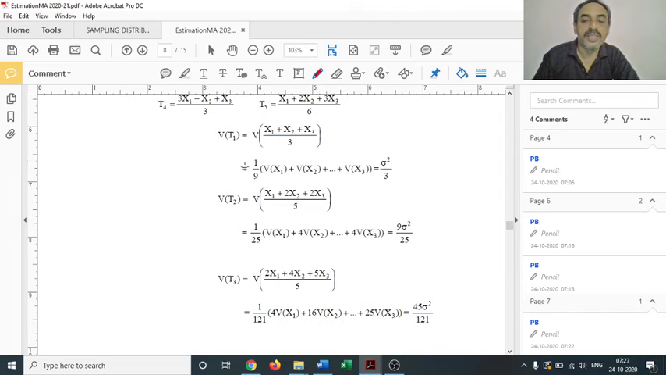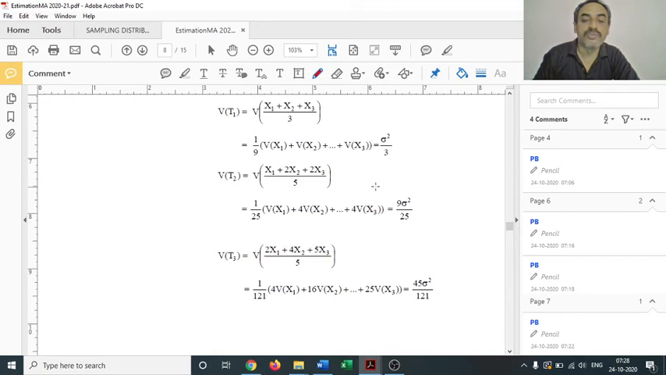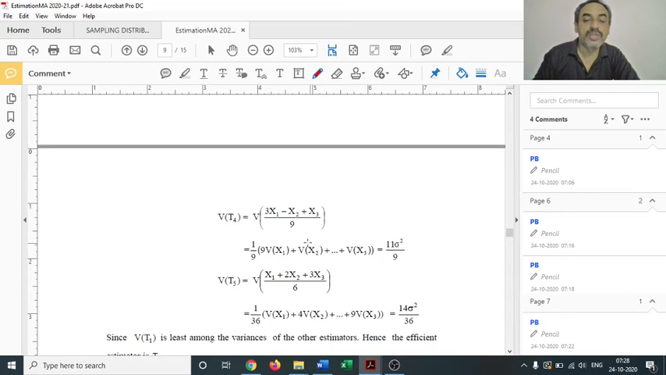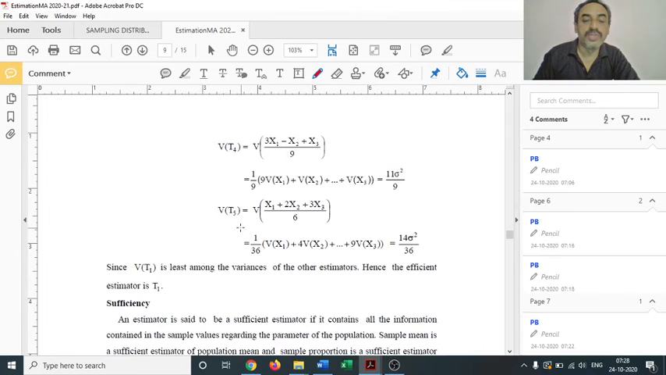So V of T1 is 1 by 9 times (V of x1 plus V of x2 plus V of x3), which is equal to sigma square by 3, because all these x1, x2, x3 are coming from a population having variance sigma square. So therefore it is sigma square by 3. Likewise, variance of T2 will be 9 sigma square by 25. Variance of T3 will be 45 sigma square by 121. Variance of T4 will be 11 sigma square by 9. Variance of T5 will be 14 sigma square by 36.